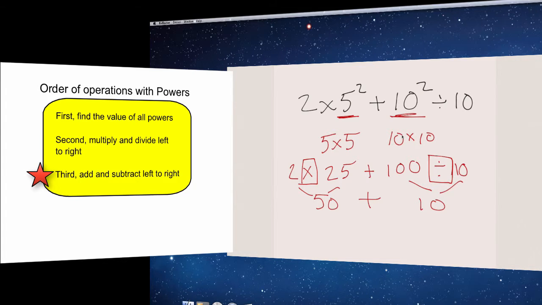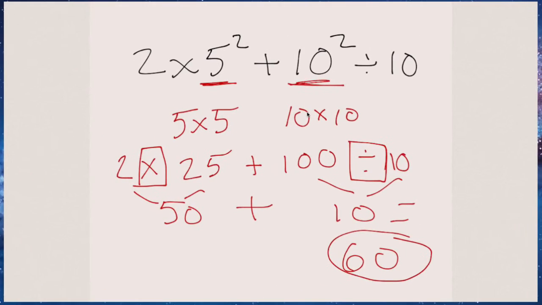50 plus 10 is going to equal 60, which will be my answer. I have no more operations to complete in this expression. Let's look at one more. How about, for this problem, we do 5 times 2 to the third times 3 minus 10.